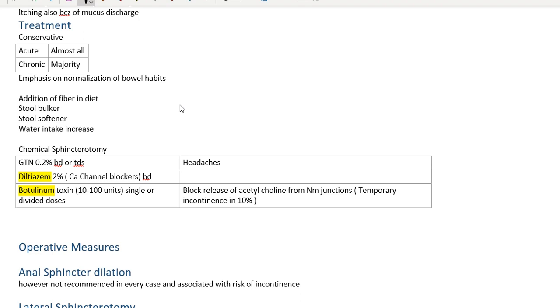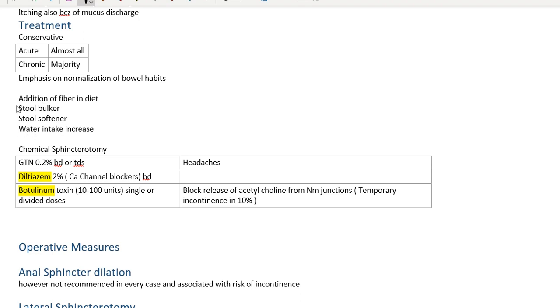How can we do that? We can tell the patient to eat at normal intervals. He should have breakfast, dinner and everything at a regular interval, along with adequate addition of fiber in the diet. You can also prescribe stool bulkers and stool softeners, and the patient should take adequate water intake.